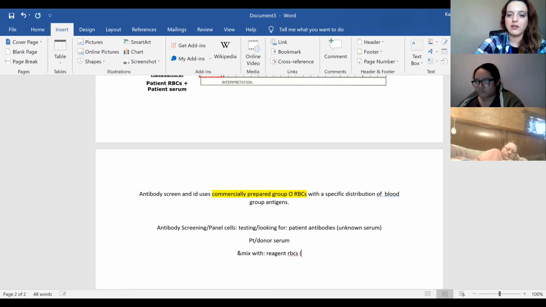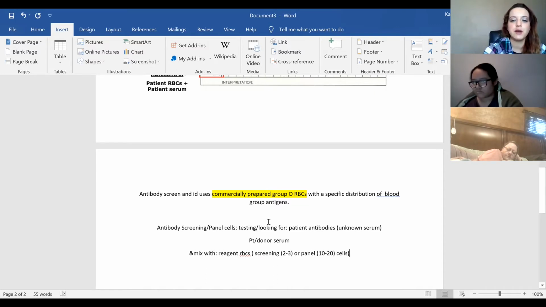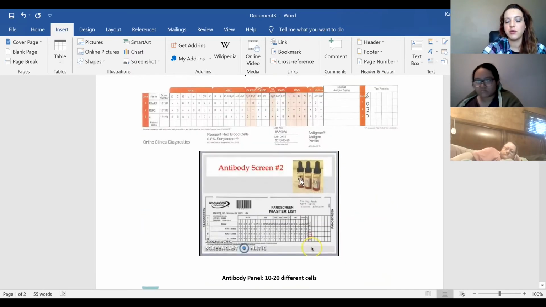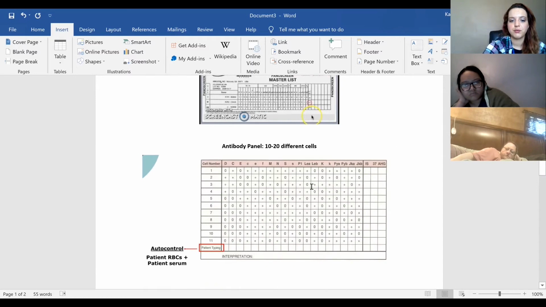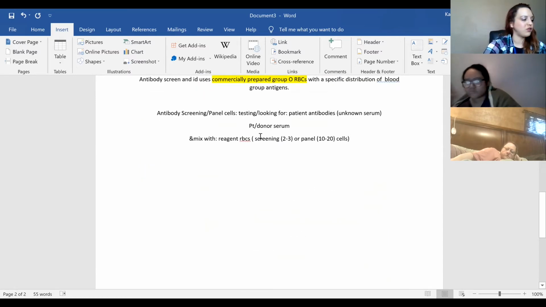cells, which in this case happen to be your screening cells, so 2 to 3, or panel, 10 to 20 cells. And they'll be numbered on it like that. So like up here, where you've got the Roman numeral 1, 2, and 3. That's your screening cells, and your panel will also have them all numbered. So that's what you mix it with.